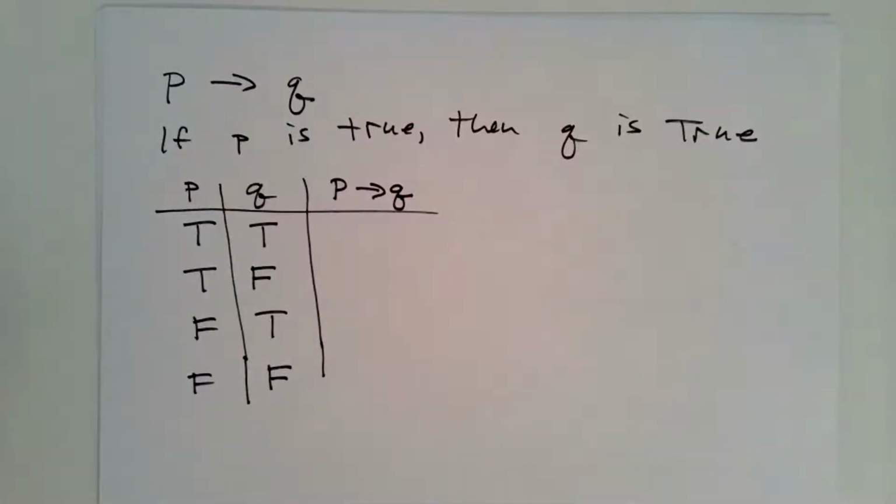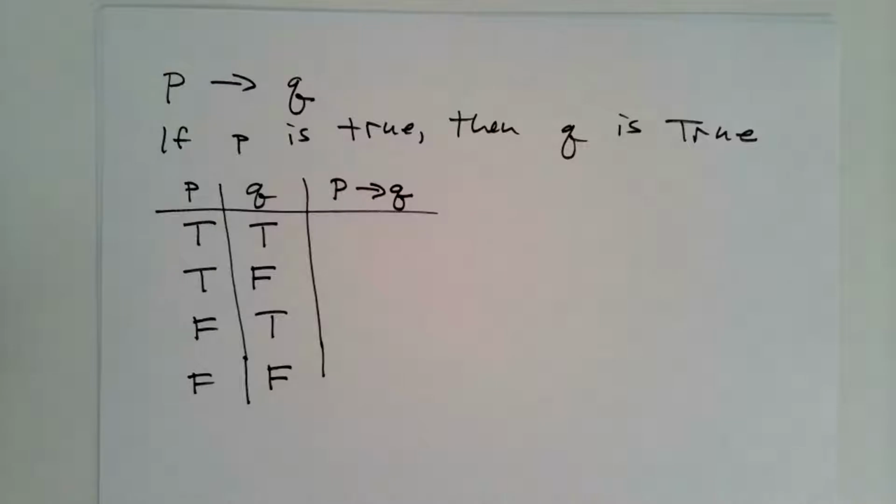So how do you want to think about this? If P happens, then Q must happen. And you will say false if you think that person is lying. Okay.